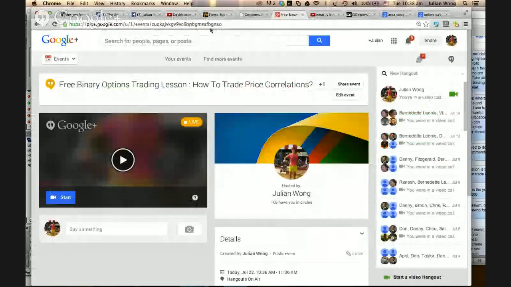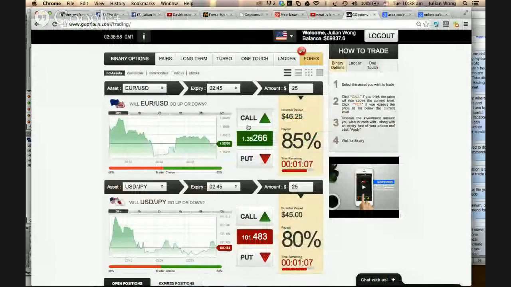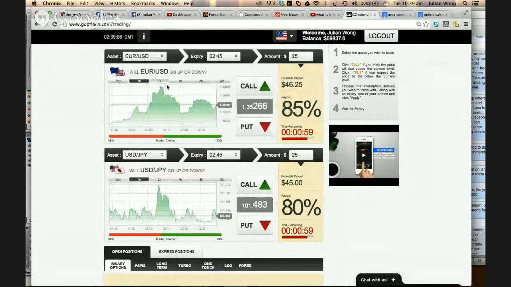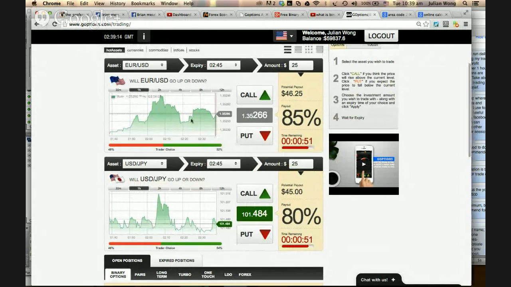I want to show you something right now. So here we go. This is the broker screen, and what I'm showing you here is the price quote chart on the Euro USD as well as the USD JPY. What you can see here is that there's actually a very normal divergence at the end. What I mean by divergence is that if this one goes up, this one goes down.